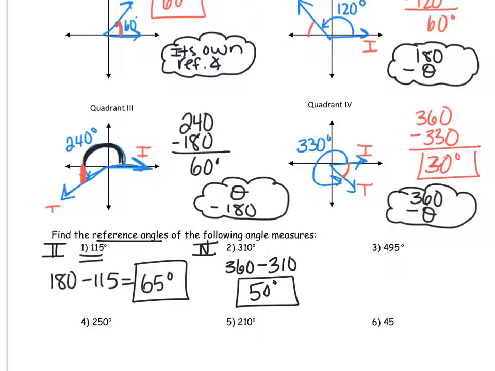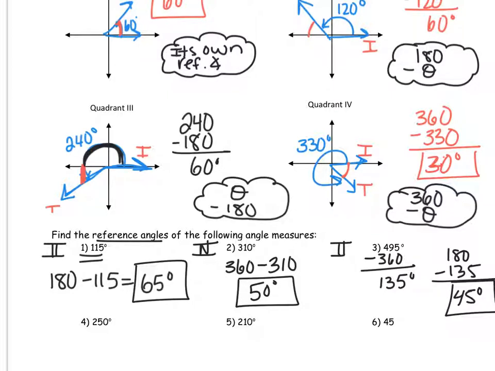All right, number 3 is a little bit tricky. It's over 360 degrees. It's 495. So the first thing you want to do is make this coterminal. So we'll subtract 360 and get 135. 135 ends in quadrant 2. So we do 180 minus 135. And we get 45 degrees. That's my reference angle, okay? Because again, here's the rule for quadrant 2, 180 minus the angle.